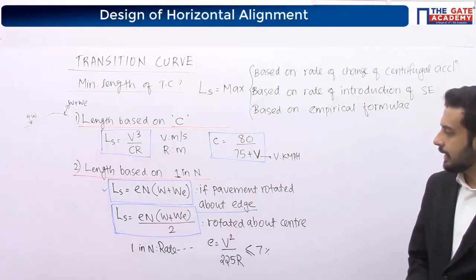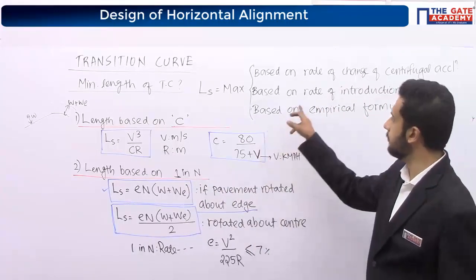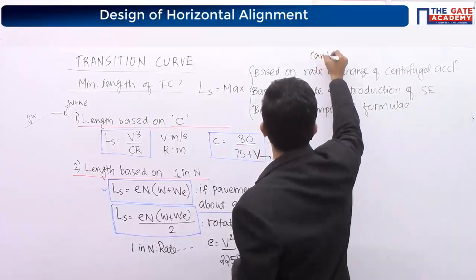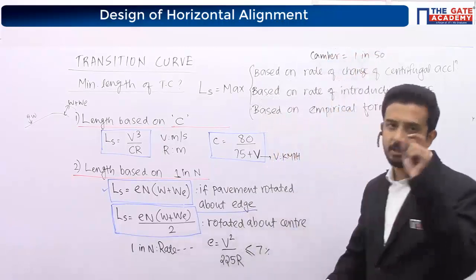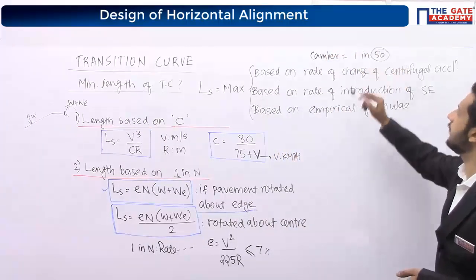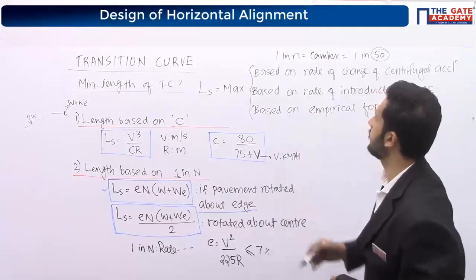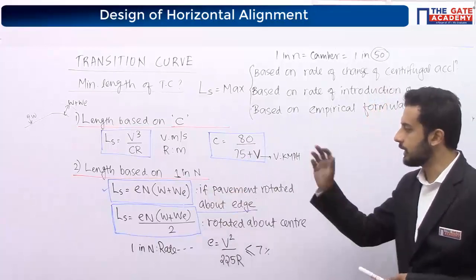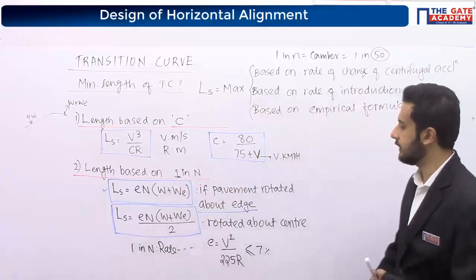Okay. So N is what? 1 in N is the rate of introduction of super elevation. The main heading, like camber we studied. What was camber? Something 1 in 50. Then we were taking some small n value equal to 50, like that. 1 in N was equal to our camber, like that. 1 in N is the rate of introduction. So whatever be that second value, that is our N.